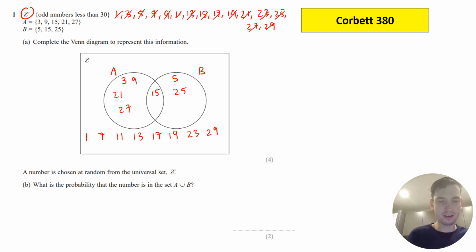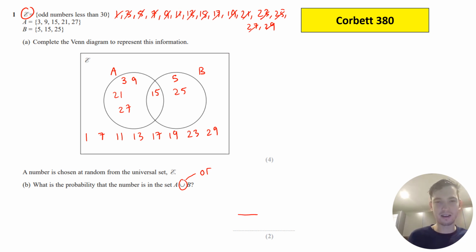A number is chosen at random from the universal set. What is the probability that the number is in the set? You need to remember what this symbol means. That symbol means or, because it looks like a U, and that means or. So, okay, so probability. So I know that my answer has to be a fraction. So I'm going to draw in my fraction straight away.